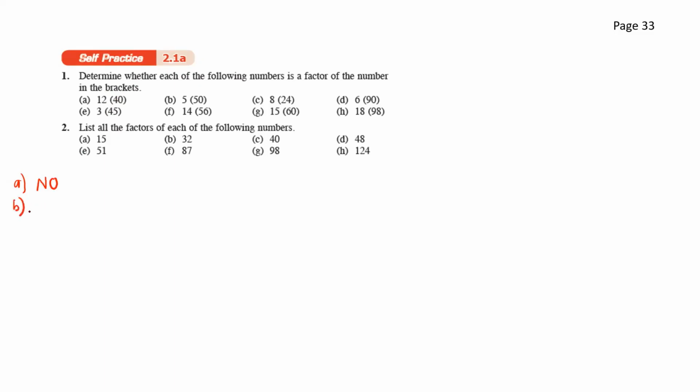Next, for B, let's take 50 divided by 5. So since we get a whole number, it is a factor. So 5 is a factor of 50. Next, 24 divided by 8, and we get a whole number, which means 8 is a factor of 24.